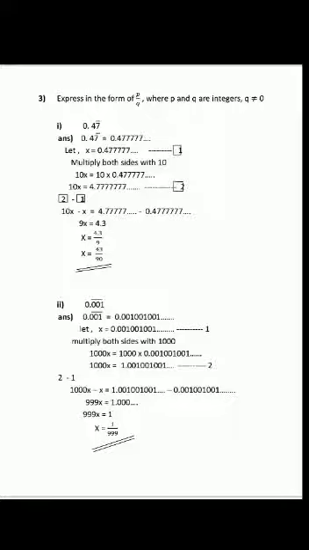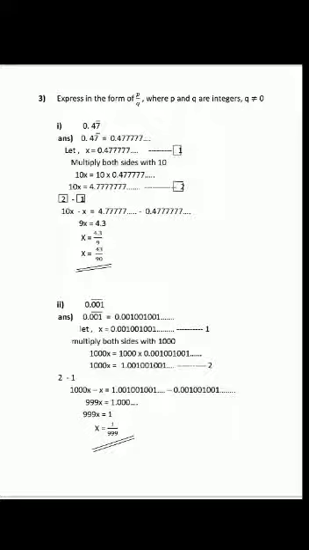10 into x is 10x. On the right side, RHS, 10 into 0.4777 is 4.777. So you get 10x equal to 4.777, etc. That is the second equation. Now simply subtract the two equations, the second equation minus the first equation. When subtracting two equations, first we subtract LHS, then we subtract RHS. So 10x minus x equal to, then on the RHS, 4.777 minus 0.477.